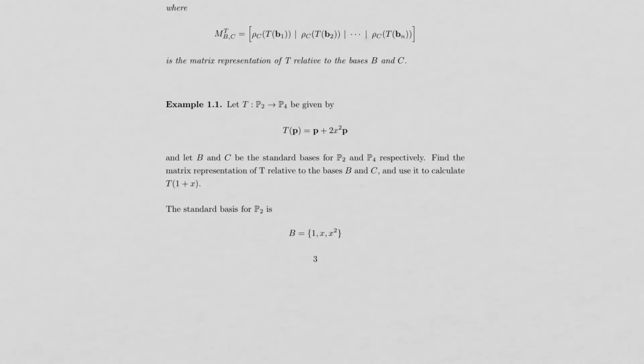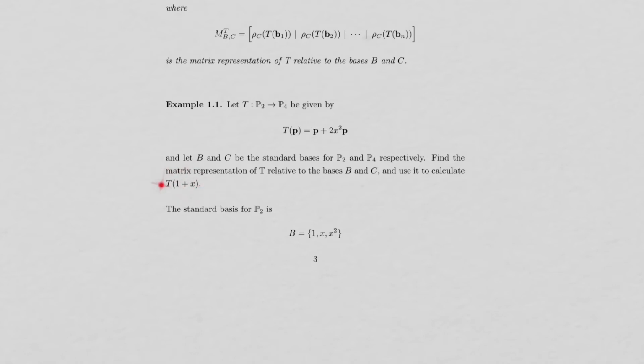Putting it all together, I put those 3 vectors as the columns of a matrix, and here's the matrix for T relative to the bases B and C. So we found the matrix representation of T, and then we want to use it to calculate T of 1 plus x. Well, how would we do that? Well, this would be like T of U in the general description that we talked about.